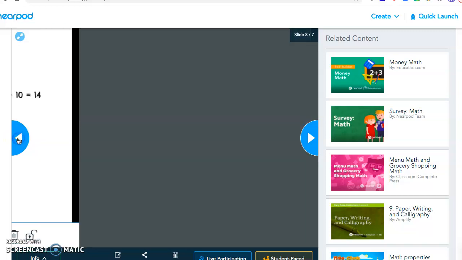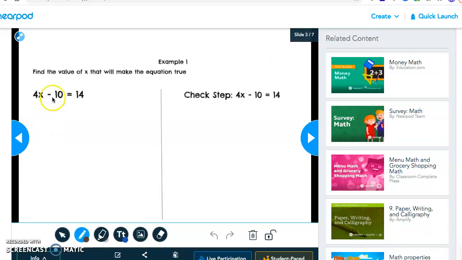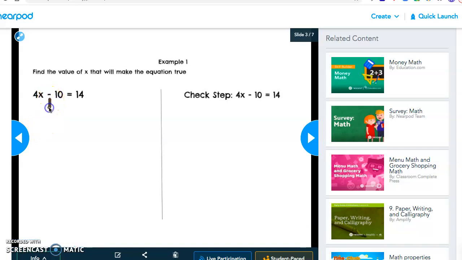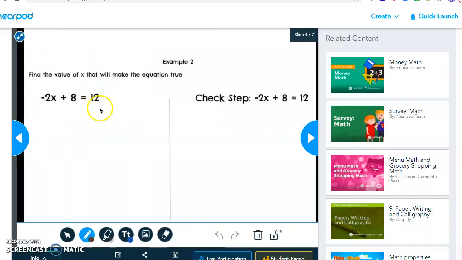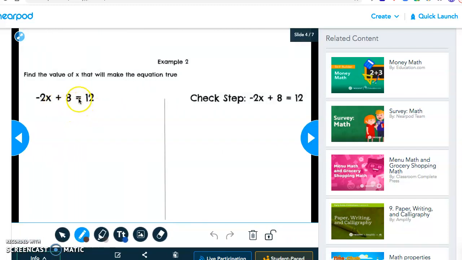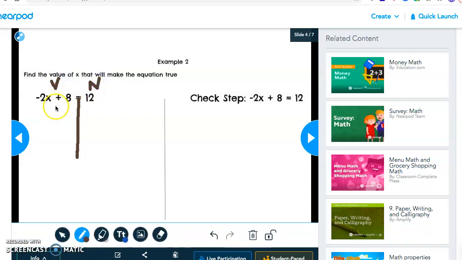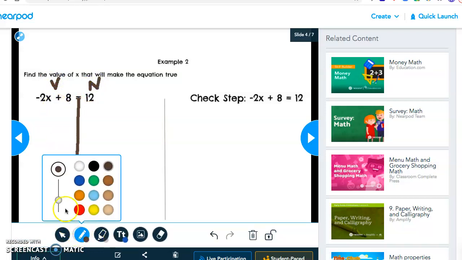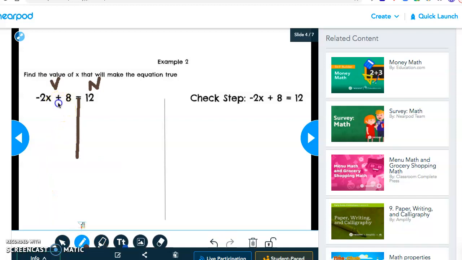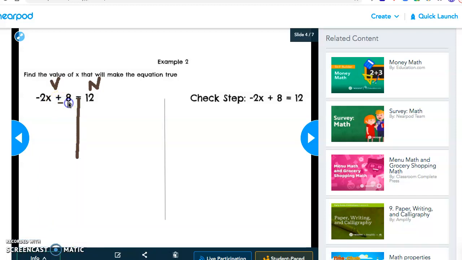Okay, so remember last time, we had to do plus 10 because it was a minus 10, so we had to make that 0. This time it has to be a minus 8. Okay, minus 8, minus 8.